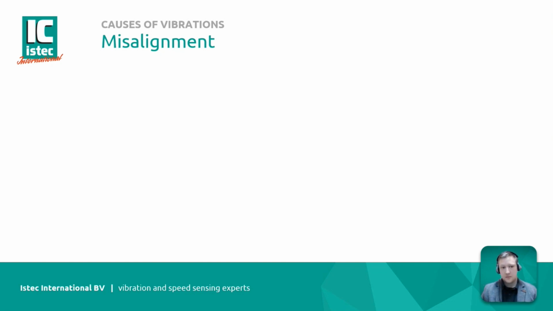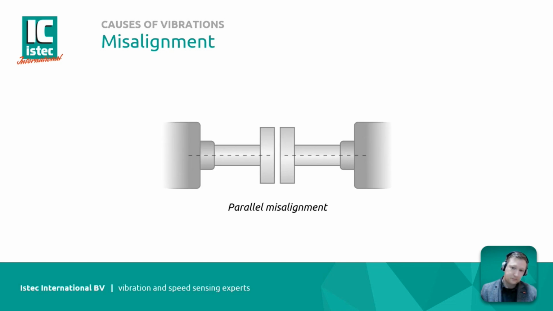The next one is misalignment. So when two or more rotating machineries are connected, we have to make sure that the shafts are aligned properly. When there is a parallel misalignment, the shaft center lines are parallel but not in line. And this can be both in the vertical or the horizontal plane. It's also known as an offset misalignment.